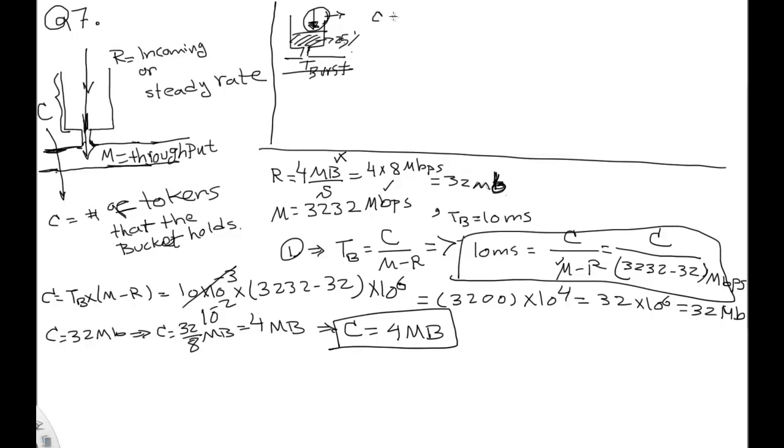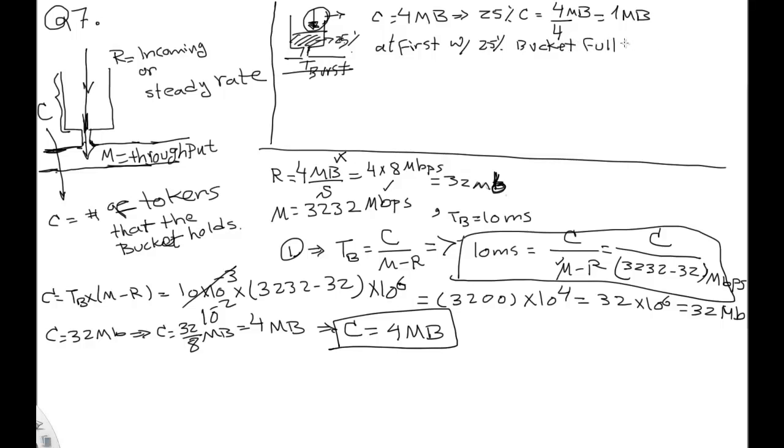So when C is 4 megabytes, then 25% of C is going to be 4 megabytes divided by 4, which is going to be 1 megabyte, right? So at first, with 25% of bucket full, then 1 megabyte of data is transferred immediately. Okay, then the rest of the data will be transferred at the steady state rate.